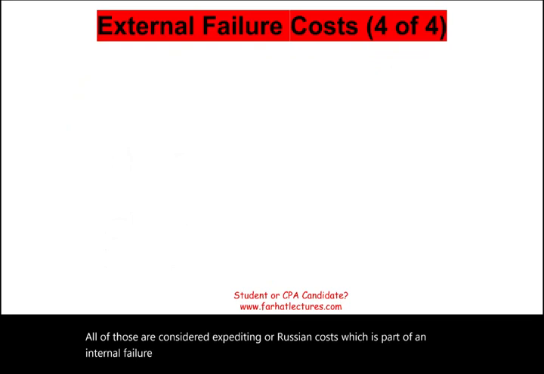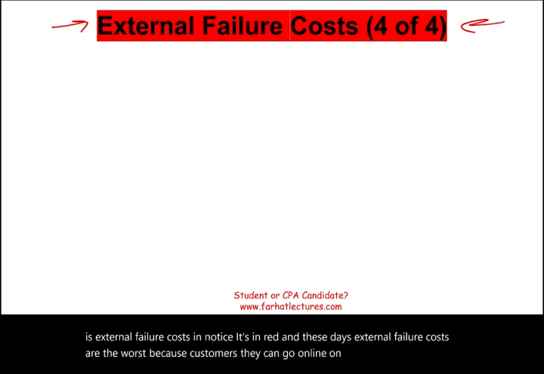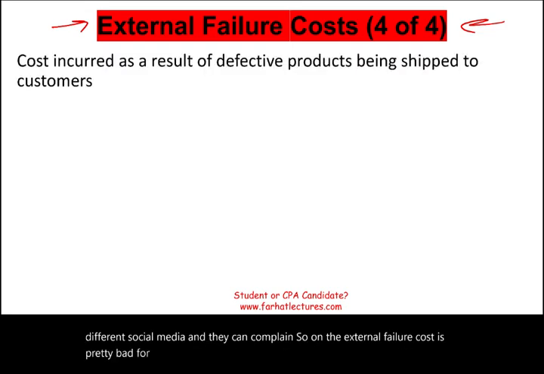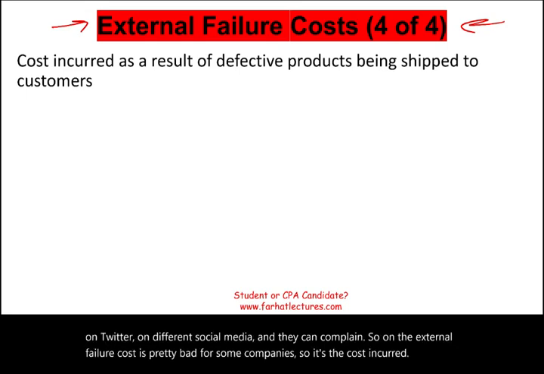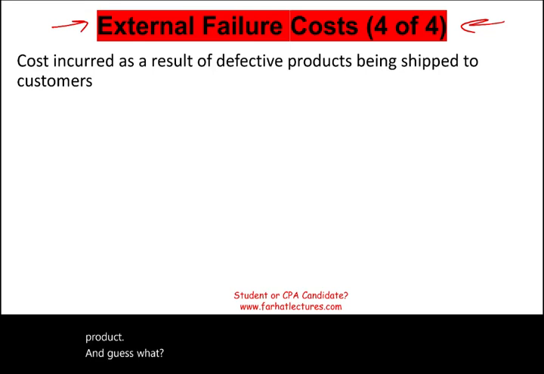The fourth cost and the most devastating cost for the company is external failure cost. And notice it's in red. And these days, external failure costs are the worst because customers can go online, on Facebook, on Twitter, on different social media, and they can complain. So the external failure cost is pretty bad for some companies. It's the cost incurred as a result of defective product being shipped to customers. Here, you ship the product. And guess what? They find out it's not good.